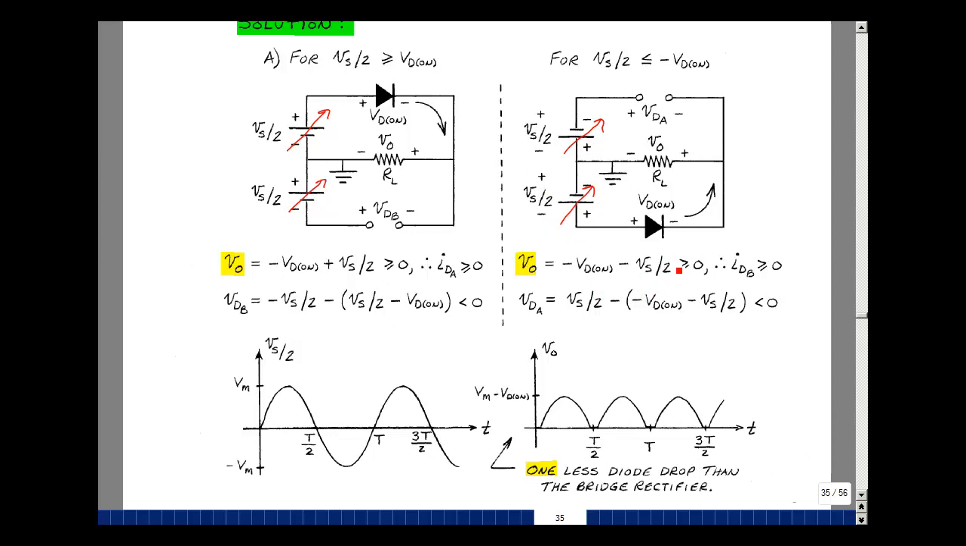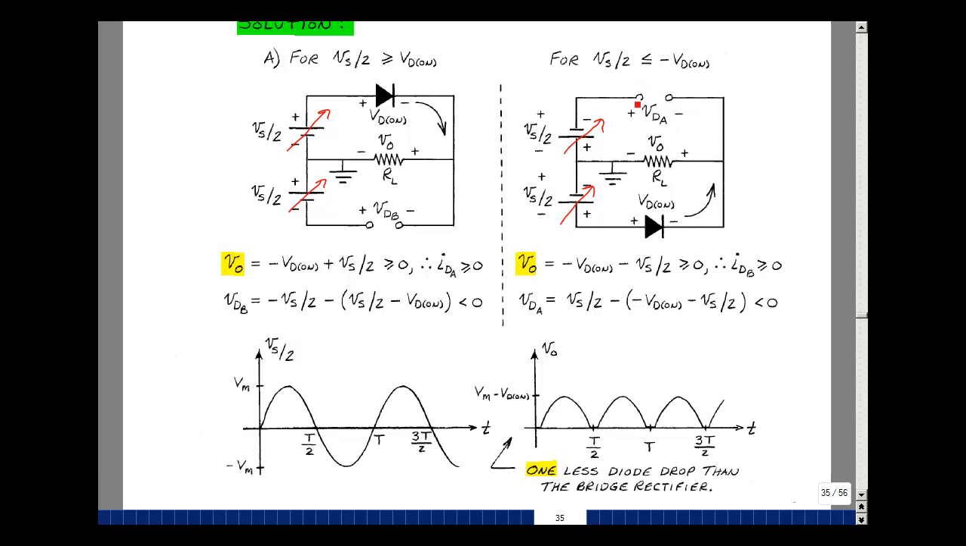Remember, V sub S over 2 is a negative number, greater in magnitude than 0.7, so this is going to become a positive number greater than 0.7. The subtraction is going to be greater than or equal to 0. That means that current's flowing in the load, and that current is going through the diode, and therefore that guess was correct. Let's go check this diode over here.